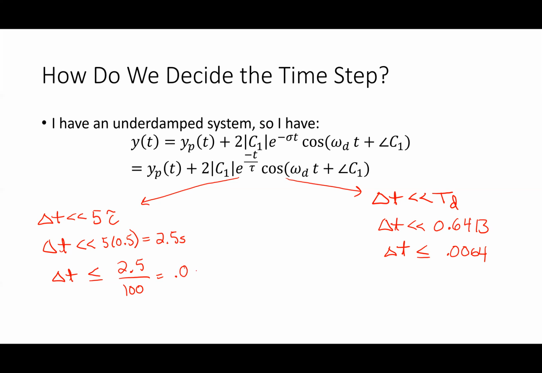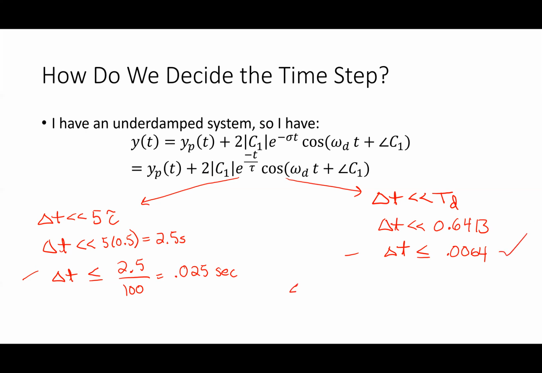0.025 seconds. And in this case, it's 0.0064. If I look at those, the smallest of those two is the constraint that I must choose, okay? Because the smallest of those two will satisfy both of these two equations. So in this case, it looks like the smaller is the one coming from the period constraint.